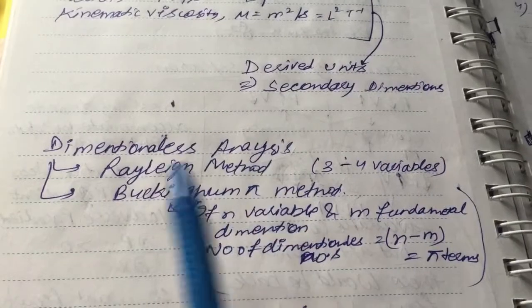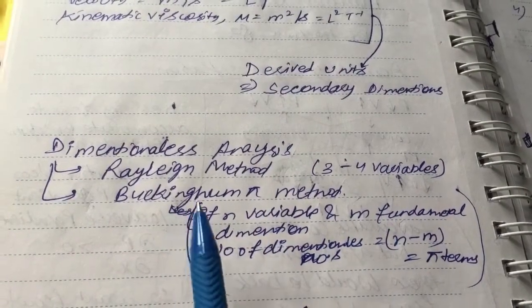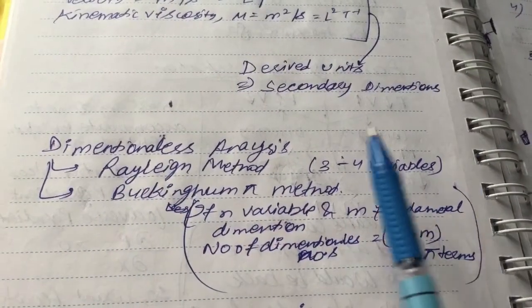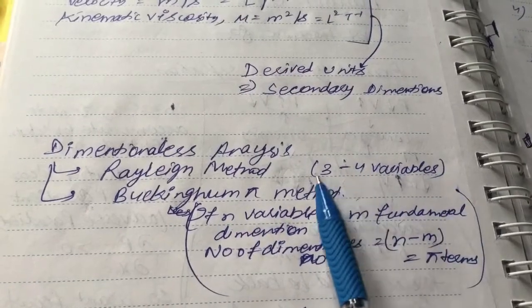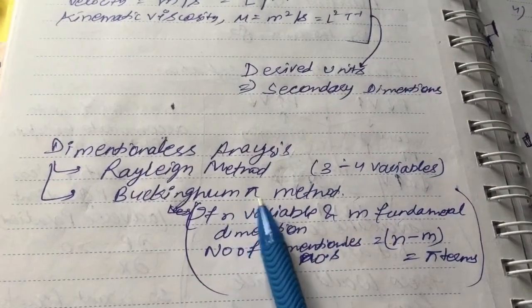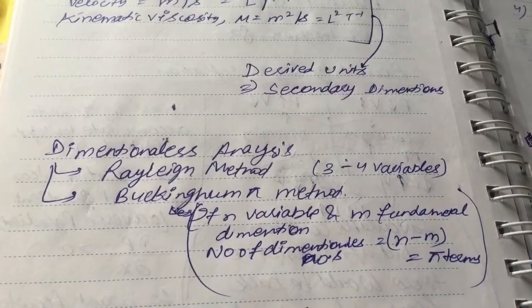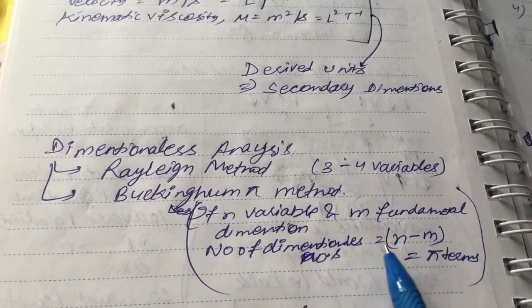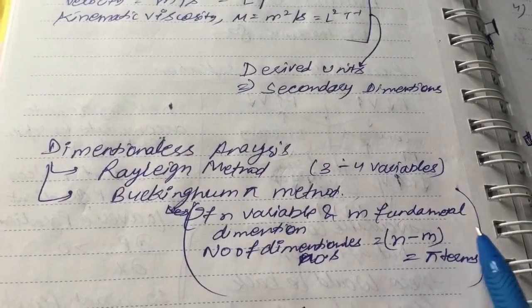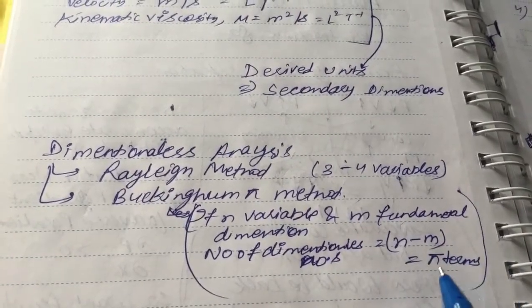For dimensional analysis, two methods are there, Rayleigh's method and Buckingham Pi method. In Rayleigh's method, 3 to 4 variables are present, and in Buckingham Pi method, if n variables and m fundamental dimensions are there, then the number of dimensionless numbers would be n minus m, which would be equal to the pi terms.